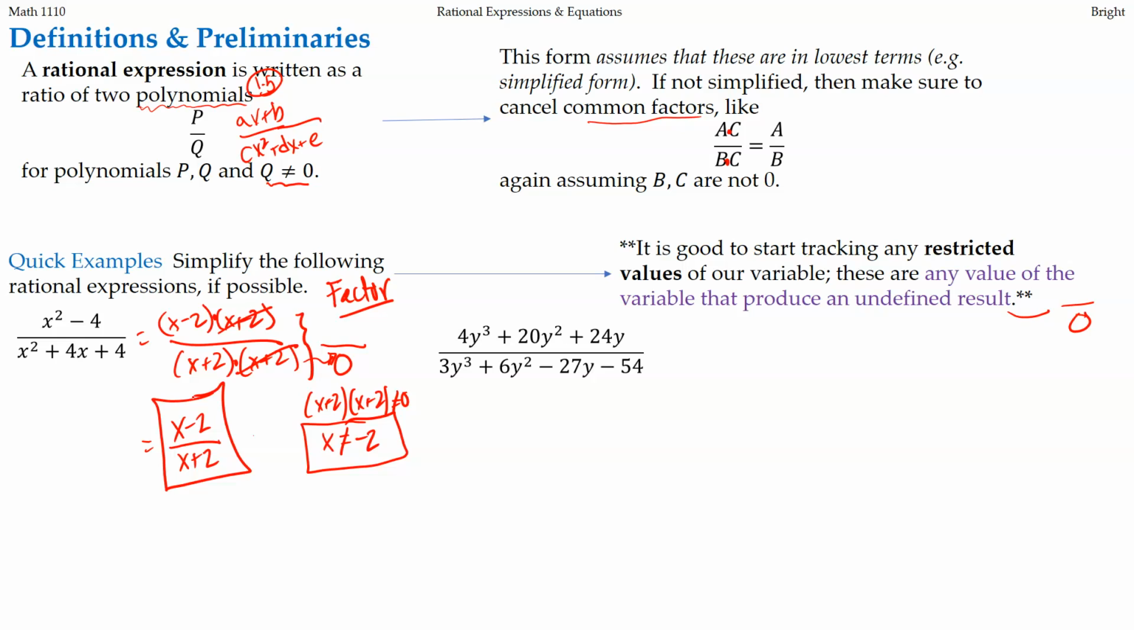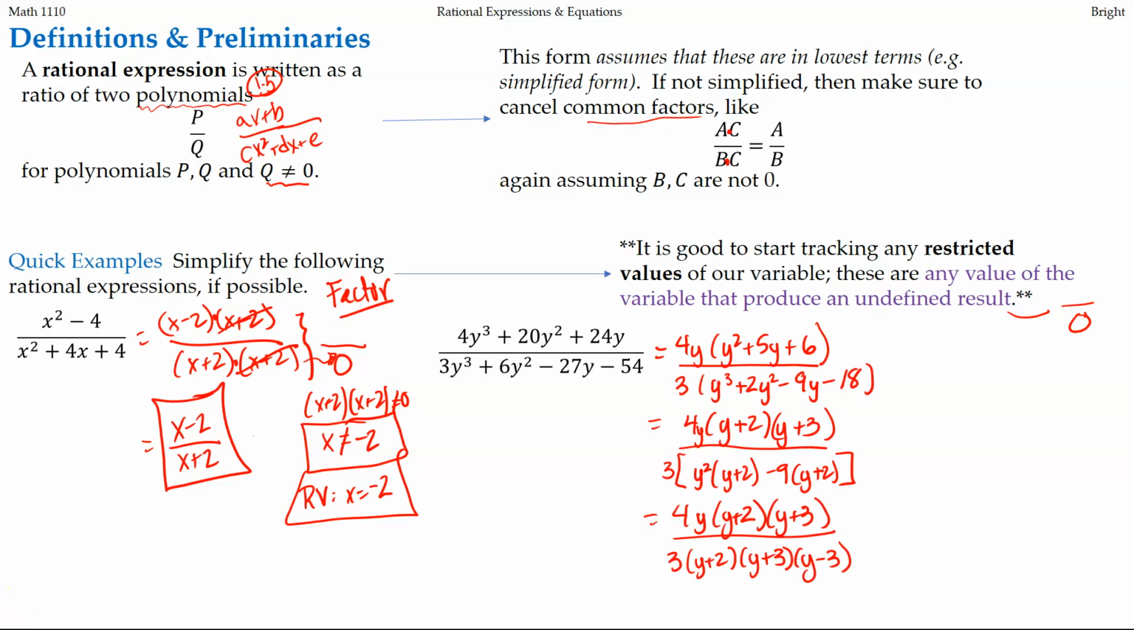So a restricted value is x is equal to -2, or equivalently, x cannot equal -2. Same idea. The next one, here I want you to factor this. So pause the video and factor it on your own.